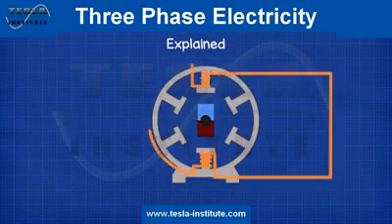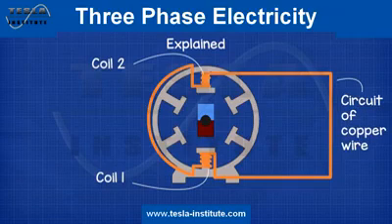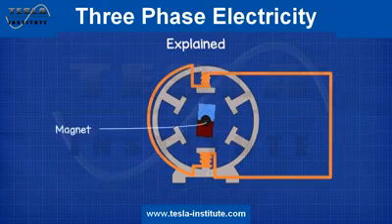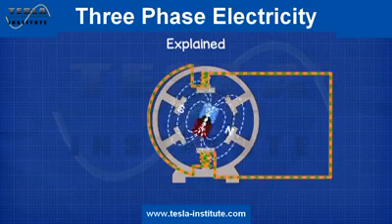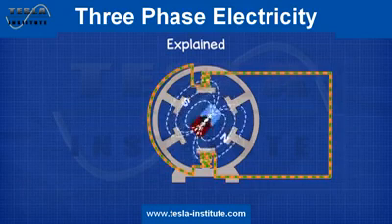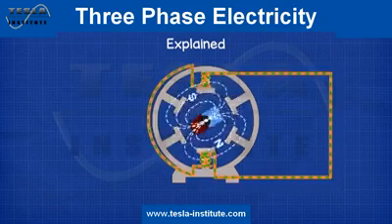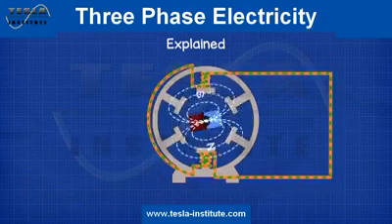Let's take a copper wire and wrap it into two coils, then place these coils opposite each other within a stator and connect the ends together to create a complete circuit. Now, if we place a magnet in between these coils and we start to rotate the magnet, then the magnetic field will disturb the free electrons within the copper wire and an electrical current will begin to flow.